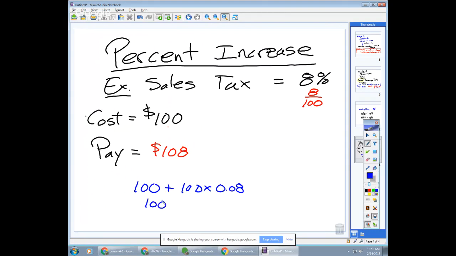So that gives me 100 plus 8, which is my 108 that I have to pay in the end. Does anybody remember the other way to think about this calculation, a percent increase, instead of doing it in 2 steps like that? Remember we talked about it? Yeah. Anybody recall? 108%. What we do instead is say, hey, I'm always going to end up paying 108% of what I started with.